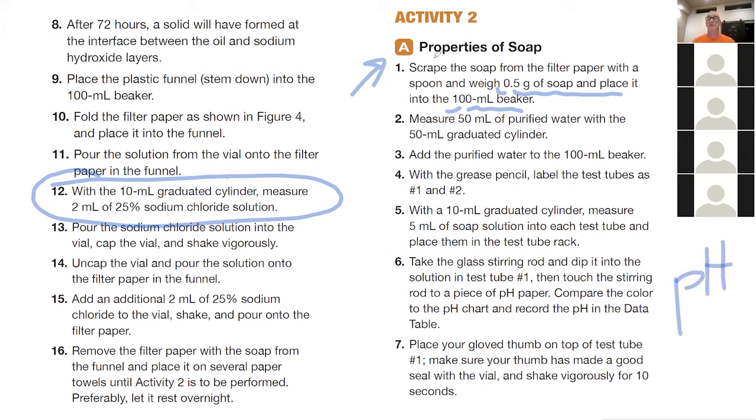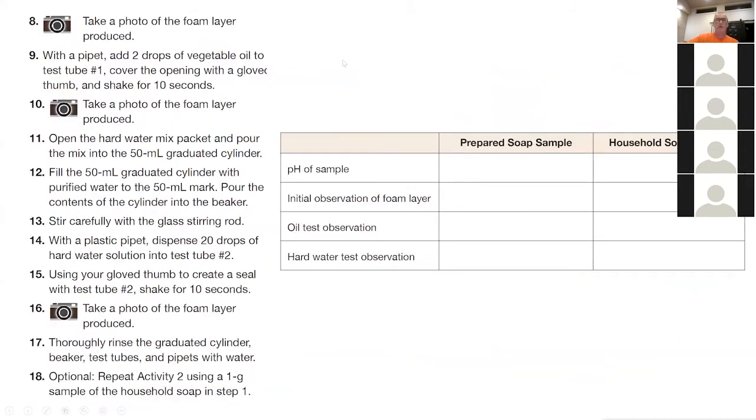And also do this with some liquid soap in your house. You probably have some liquid soap in your house. And if you don't, you can just use some solid soap as well. But we want to compare what you've made with a commercial product. So we're going to take the pH, and we're also going to see how it reacts in the presence of vegetable oil.